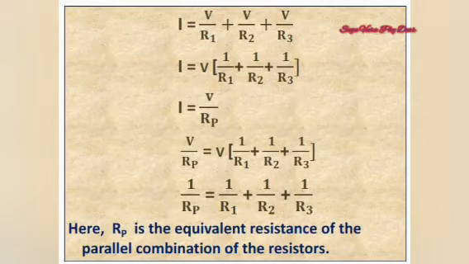Here V is constant, so taking it out of the bracket, I equals V times 1 divided by R1 plus 1 divided by R2 plus 1 divided by R3. The total current I equals V divided by Rp, where Rp is the parallel resistance. Comparing the above two equations, V divided by Rp equals V times 1 divided by R1 plus 1 divided by R2 plus 1 divided by R3. On both sides V is common, so it cancels. So we get 1 divided by Rp equals 1 divided by R1 plus 1 divided by R2 plus 1 divided by R3. Here Rp is the equivalent resistance of the parallel combination of the resistors.